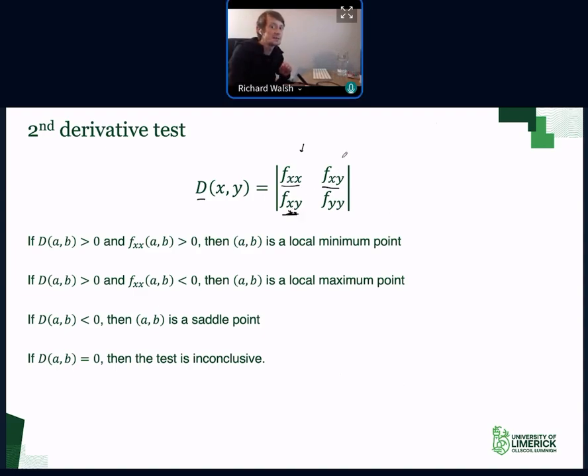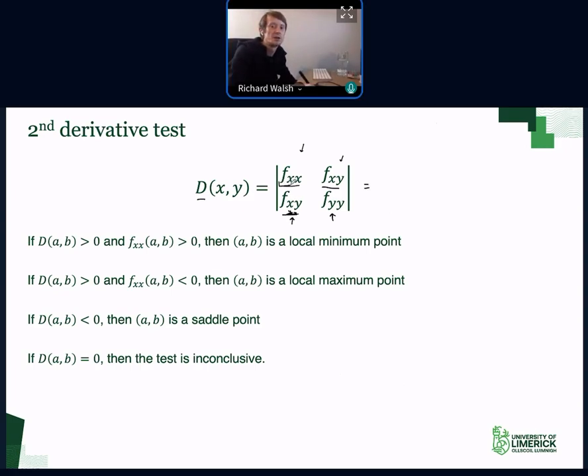So we'll need to find the second mixed partial derivative, and the second partial derivative with respect to y. We'll take the first partial derivative with respect to y and differentiate that with respect to y again. So we'll need to find the determinant of that. I mean, we can simplify this a bit already.